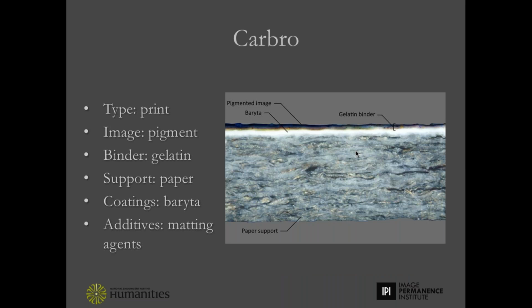So here's a cross-section of a Carbro print. Our materials are: the image is pigment, suspended in a gelatin binder, which is coated onto a paper support. These prints also often have a baryta layer, and sometimes they had matting agents.